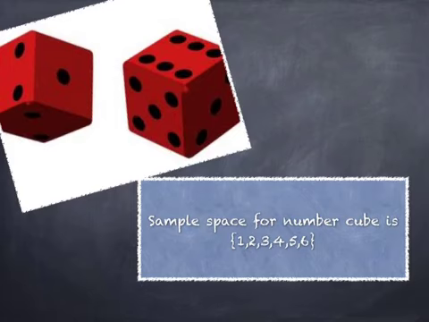Alright, so the sample space for a number cube can be written as a list, and that list would consist of the numbers 1 through 6, 1, 2, 3, 4, 5, 6. Those are the sample space. That's a sample space for the possible outcomes of a number cube.